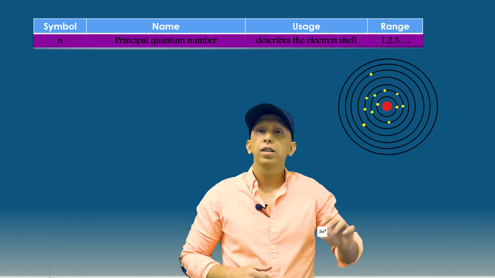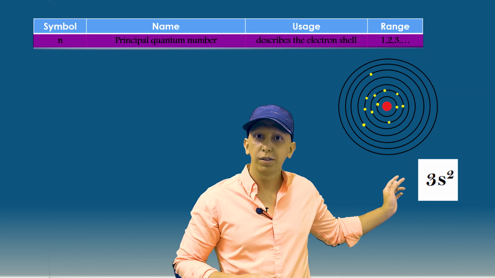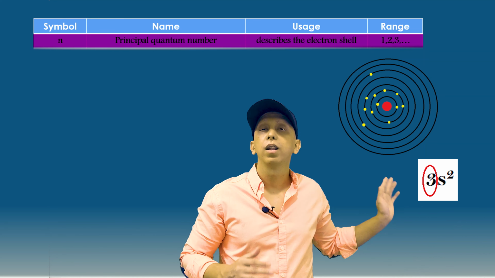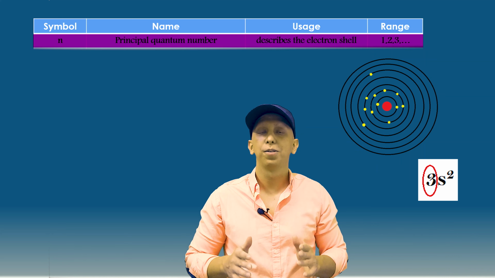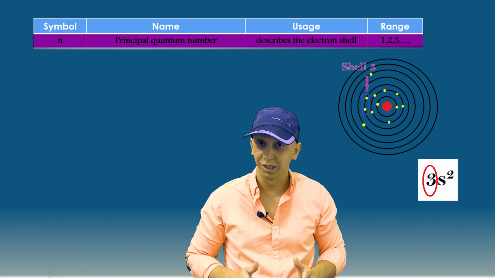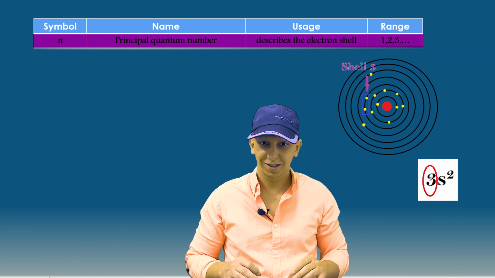For example, in electron configuration, we write 3s2. Number 3 tells us that the electrons in s2 stay in shell number 3. So this is the story of the first quantum number.